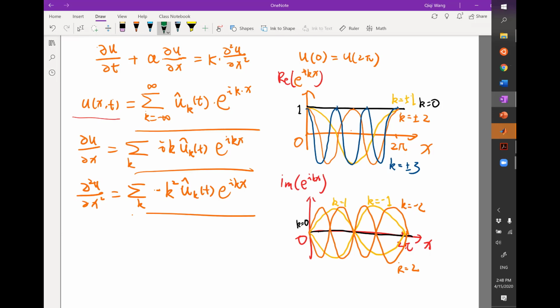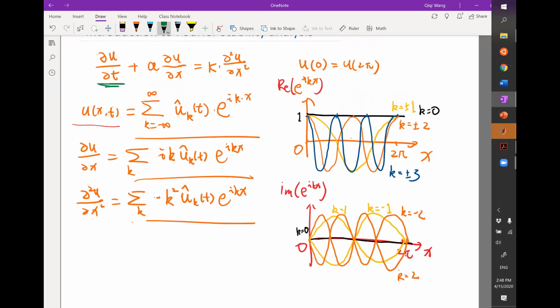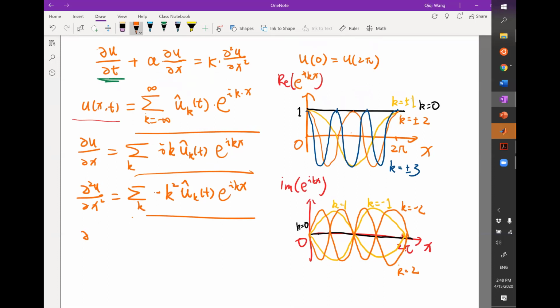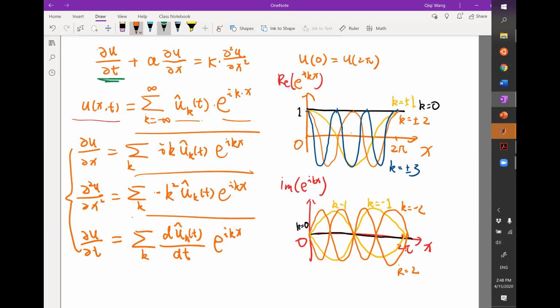Now, we still haven't looked at the time term yet. The time term is easier to deal with than the other terms, because in this decomposition, u hat is a function of time, while e to the ikx is not. Therefore, when you differentiate with respect to time, we get an ordinary derivative, du hat/dt, of u hat of k, times the same basis function, e to the ikx. Now it's time to plug these 3 into the original differential equation.